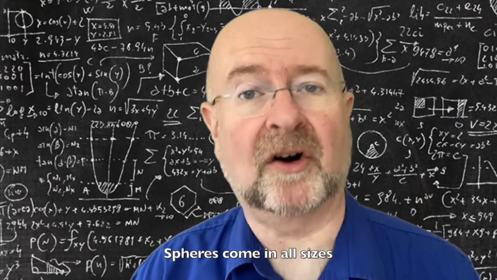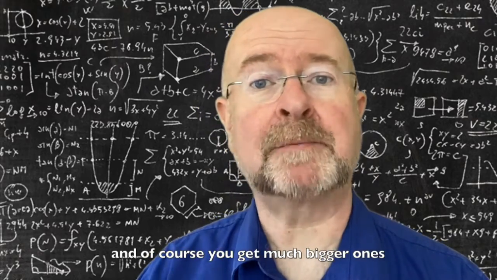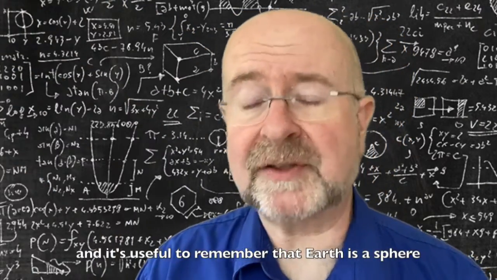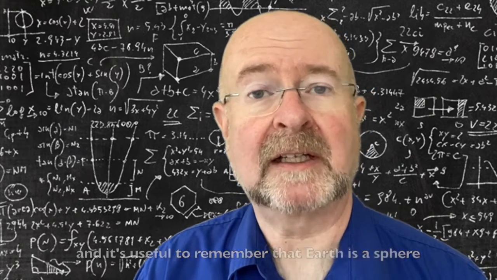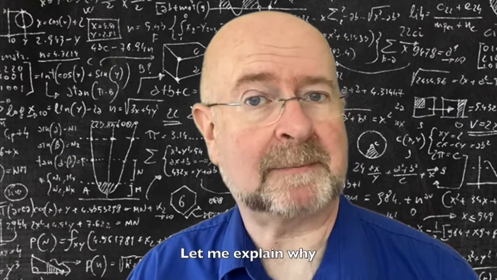Spheres come in all sizes. You get little ones like this, and of course you get much bigger ones, like the planet Earth. And it's useful to remember that the planet Earth is a sphere when you have to work out the volume of one. Let me explain why.